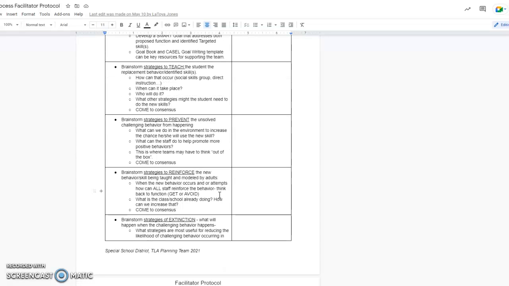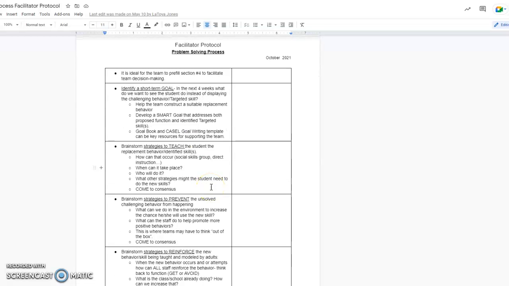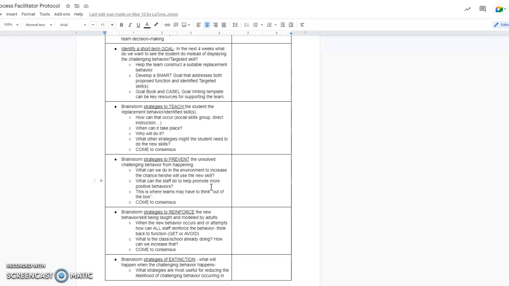I want to also note that strategies for addressing short-term goals can focus on social skills group, direct instruction, and modeling from adults. And we want to ensure that the staff are clear about their roles and assignments, about who will implement the strategy and in what context, and with regards to what supports and prompts are needed for the students to succeed.